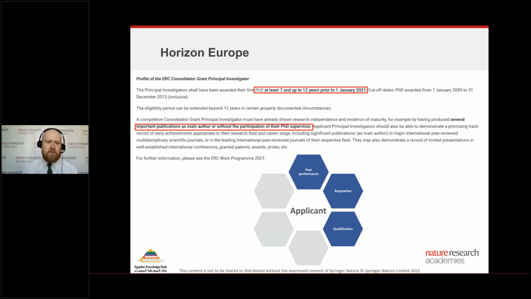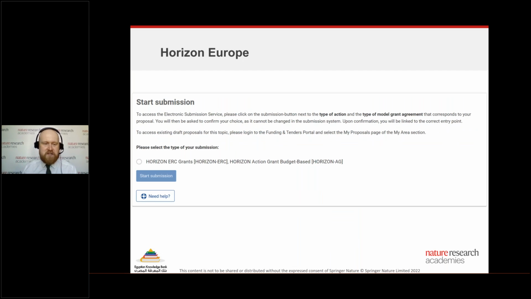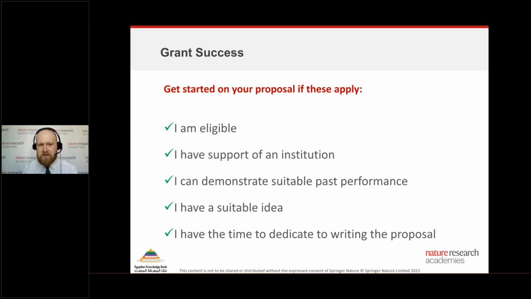So if you feel that you're eligible for submission, then you can start your submission using the funding and tenders portal. But only start your submission if you've checked that you're eligible, you have the support of your research institution, you're able to demonstrate this suitable past performance, but also that you have a good idea for a proposal. Make sure you have the time dedicated to writing your proposal. As we said earlier, it's really important that your proposal stands out.